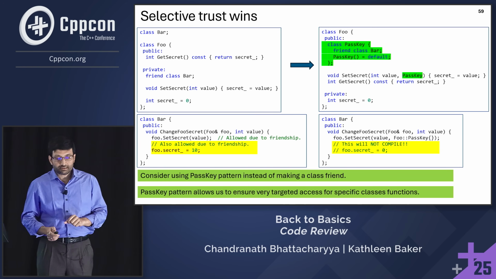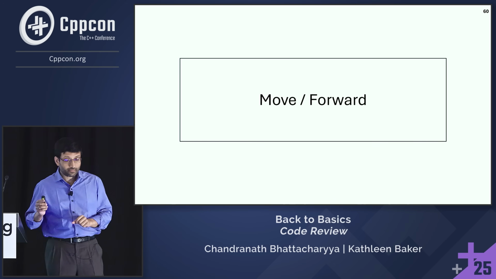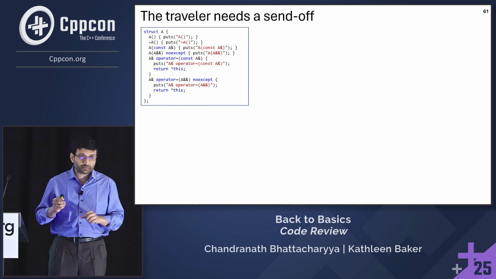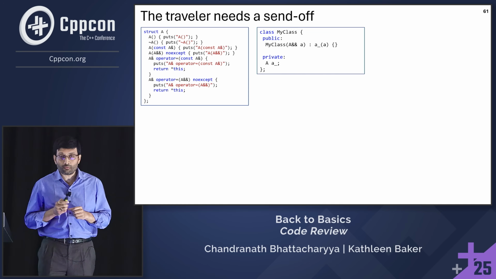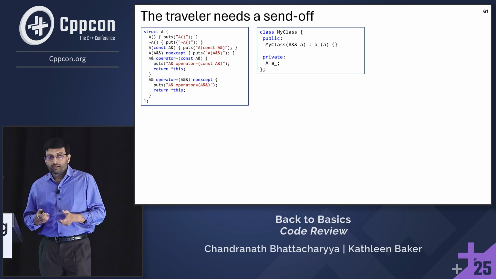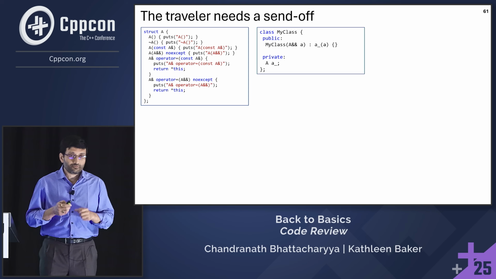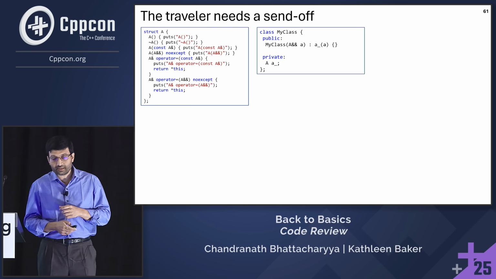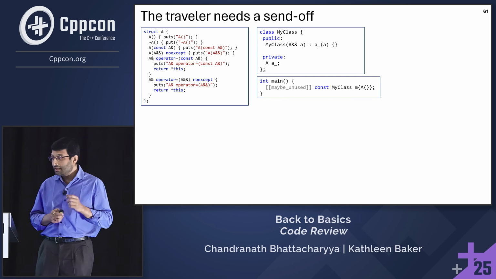Moving on to the next section, which is move and forward. First scenario, a traveler needs a send-off. We get back our struct A again, and then we have our MyClass. MyClass has A as a member variable, and then we have a constructor which takes A as an R value reference, and then just initializes the member variable. And here is some code. So what can be wrong over here?